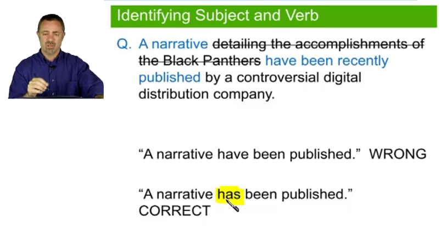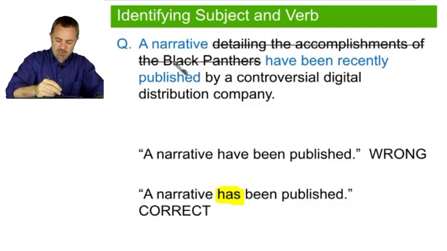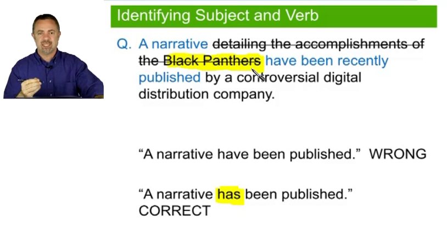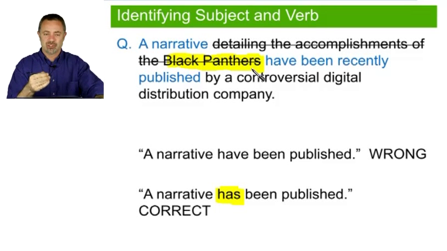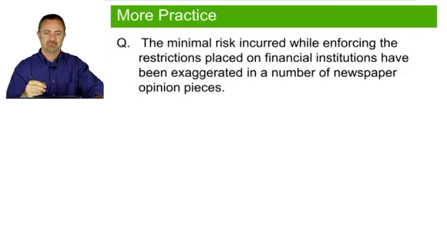Notice again, getting rid of the middle words. Notice in these middle words, I'd like to point out the Black Panthers. So what the SAT really likes to do is to give that plural term, the Black Panthers, right next to this verb have. And by itself, it would be correct to say the Black Panthers have. However, in this situation, it's not the Black Panthers who have, it's the narrative that has. So we have to watch for that. But don't worry, we're going to take a look at several more examples.